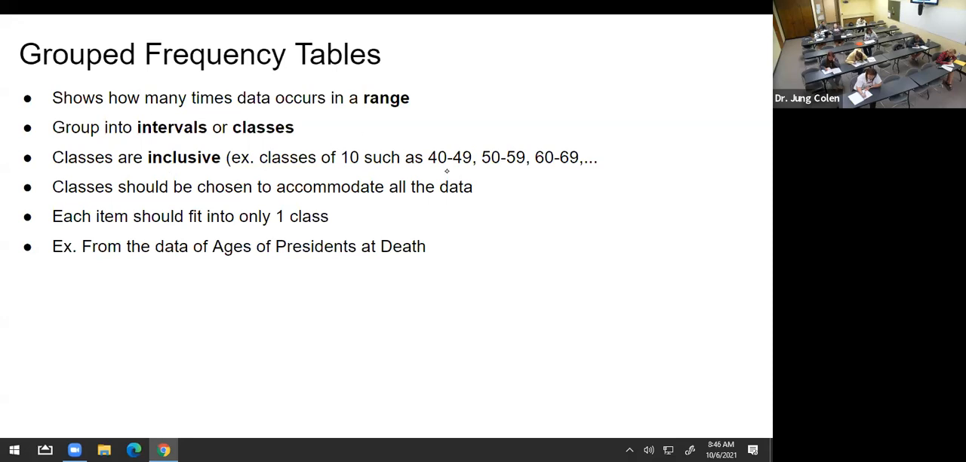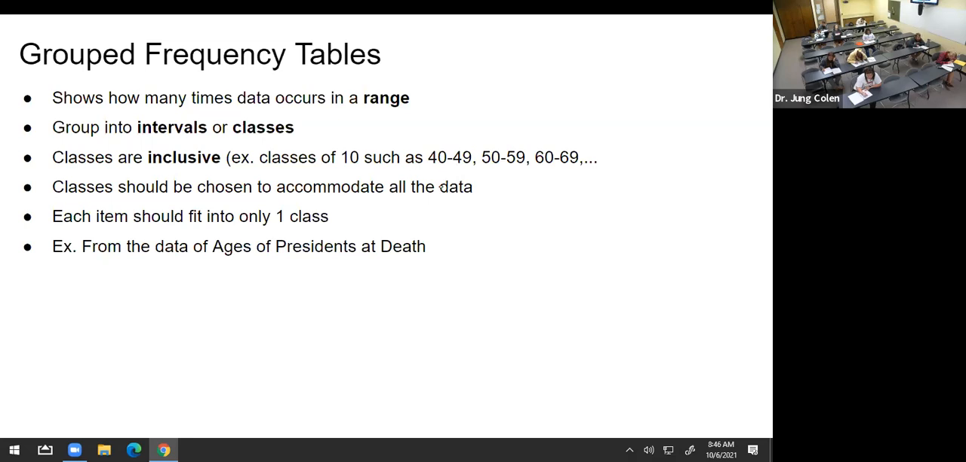So for age group, for example, if you do 40 to 49, it starts from 40, age 40, up to 49. The next group has to be from 50 to 59. So these numbers are inclusive in that category, in that interval.